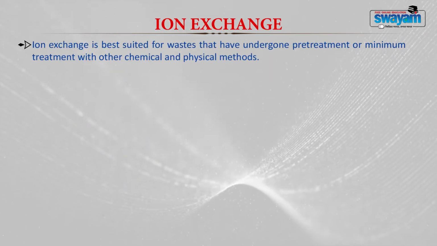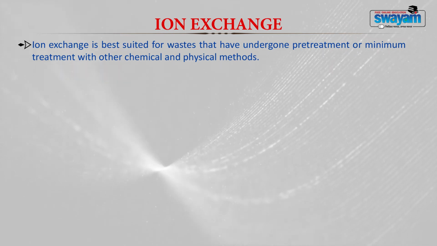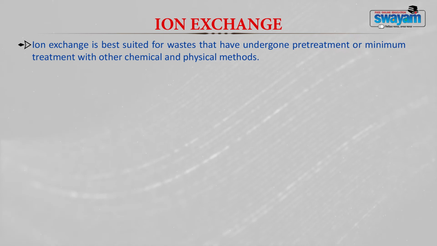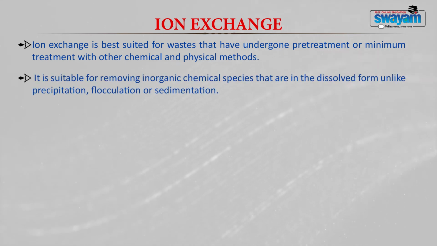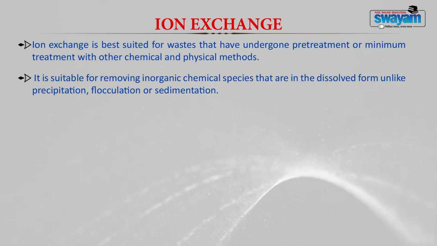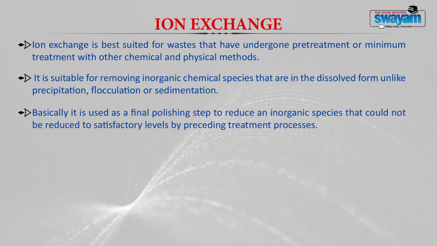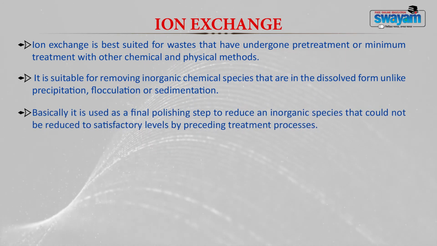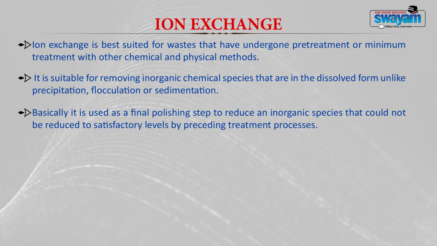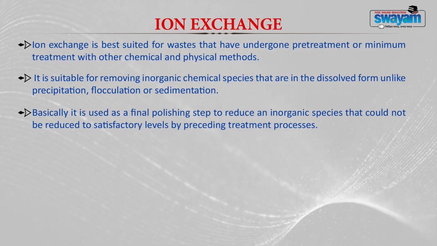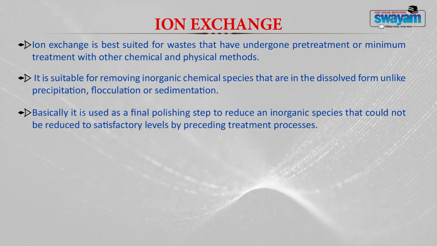The next process is your ion exchange. Now, ion exchange is best suited for wastes that have undergone pre-treatment or minimum treatment with other chemical and physical methods. Now, they are suitable for removing inorganic chemical species which are in the dissolved form, unlike your precipitation, flocculation or sedimentation. Now, it is used as a final polishing step to reduce the inorganic species that could not be reduced to a satisfactory level by other chemical treatment methods which we have seen so far.